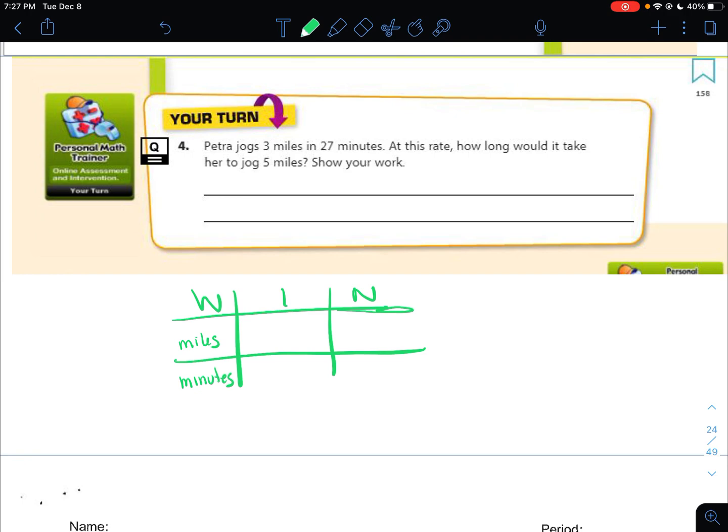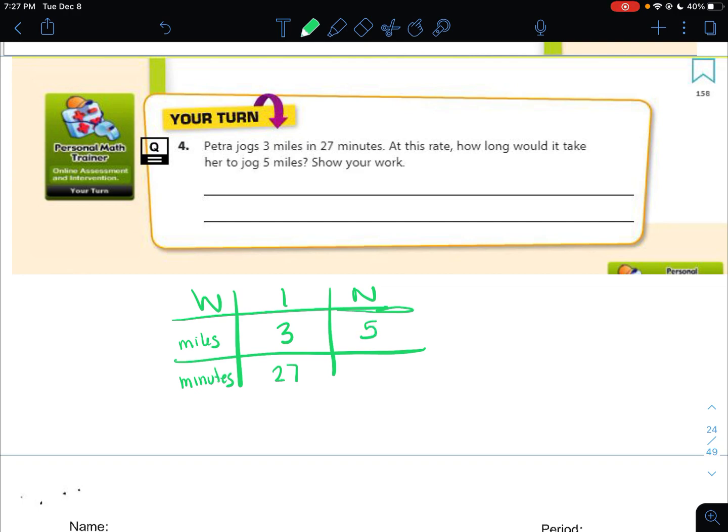Okay, so you're going to need your calculator for this. If you don't have your calculator, I do want you to try this to see what happens. Okay, so pause and go get it if you don't have it by now, which you should. Okay, so we know that Petra jogs 3 miles in 27 minutes. So we're going to fill that into our hashtag. And they want to know, at this rate, how long would it take her to jog 5 miles?